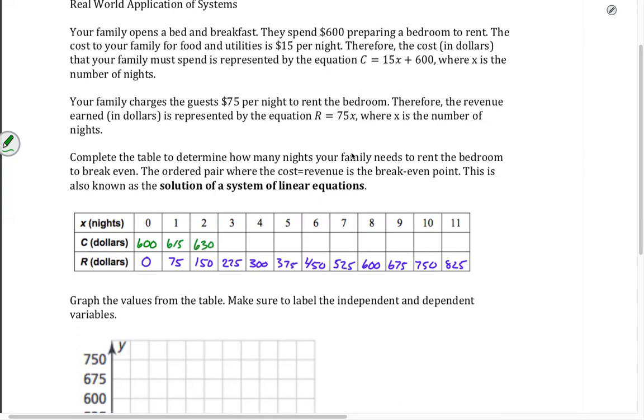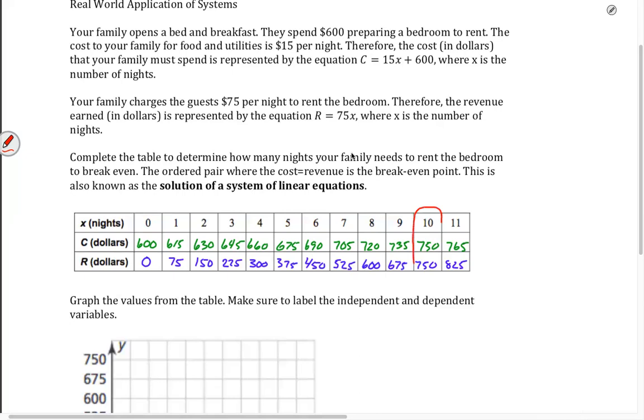So I think we can see we're going up by 15, so 645, 660, 675, 690, not 700, sorry, 690, 705, 720. All right, we're getting closer. 735, and 750 and 765.